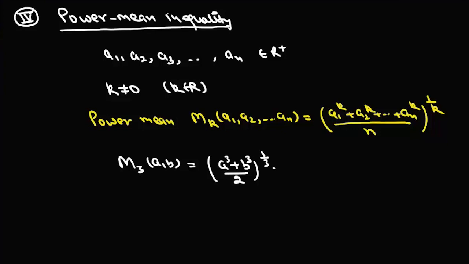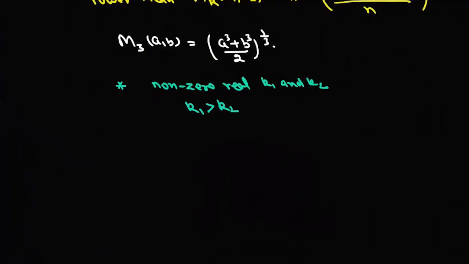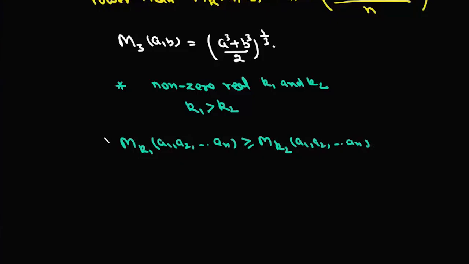Now the fundamental here is, if we have non-zero real numbers k1 and k2 such that k1 is greater than k2, then mk1(a1, a2, an) is always greater than or equal to mk2(a1, a2 up to an). So that is the fundamental for power means.